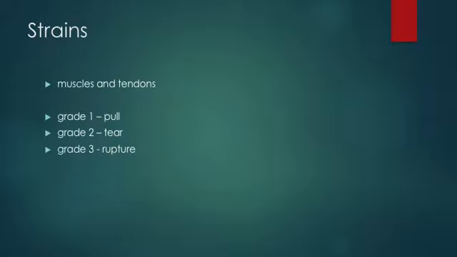So ruptures result in a complete loss of muscle function, as well as the strength, stability, and range of motion that were previously available. And this grade causes between 50 and 100% of muscle fiber damage.